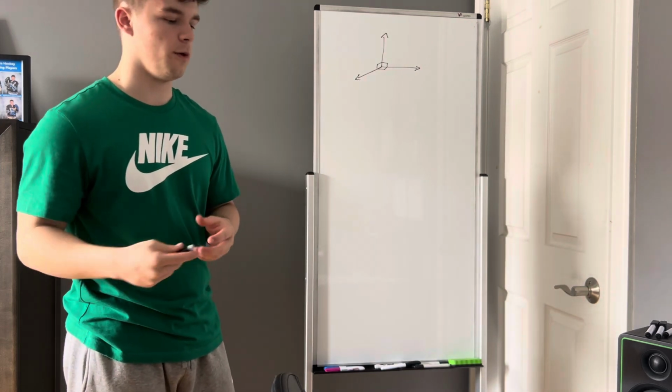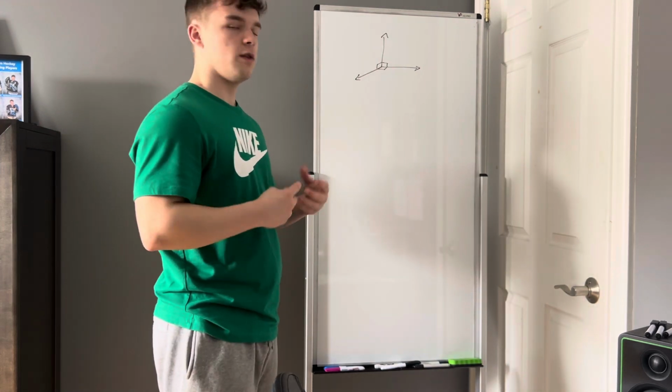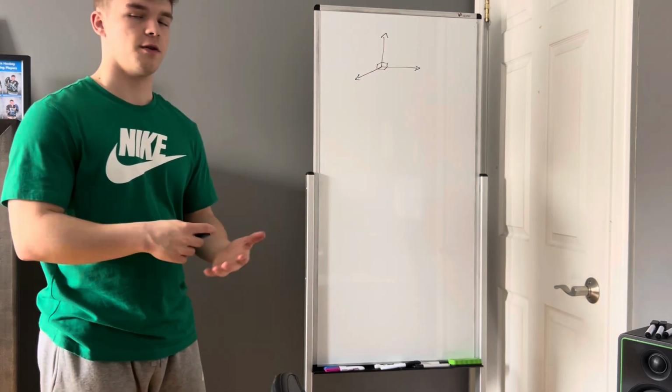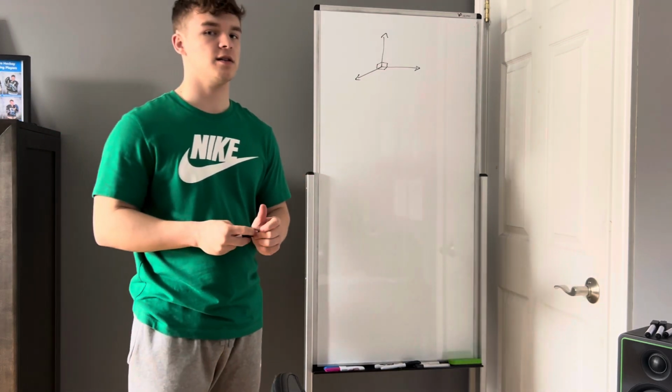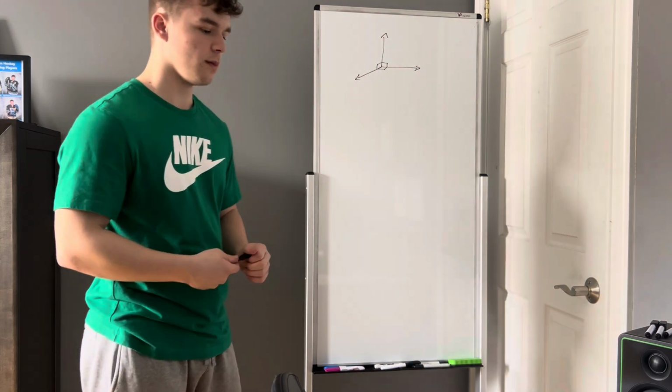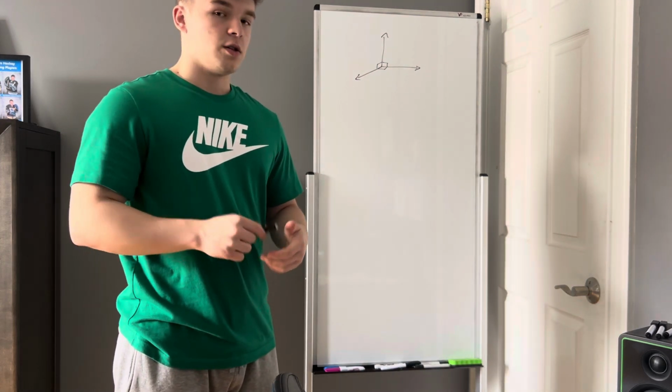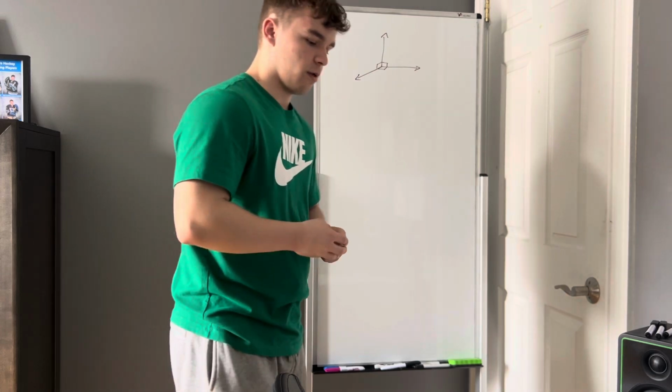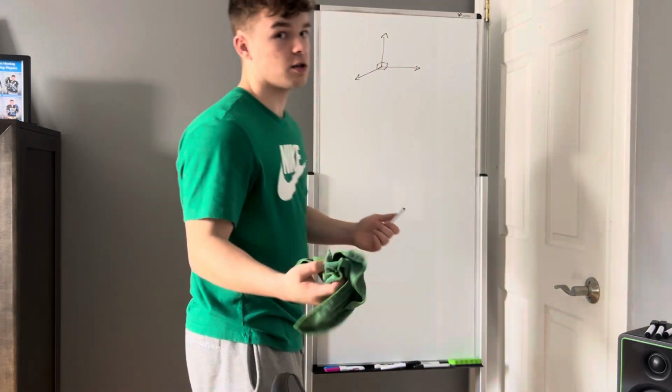Those are orthonormal bases. The only difference between an orthogonal and orthonormal basis is that an orthonormal basis is made of normal vectors, vectors with length 1. So i, j, and k form an orthonormal basis, which is also orthogonal.